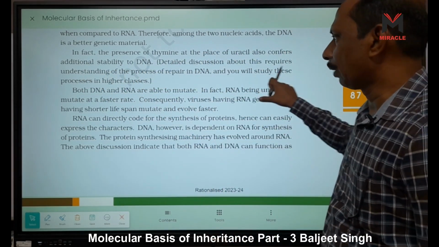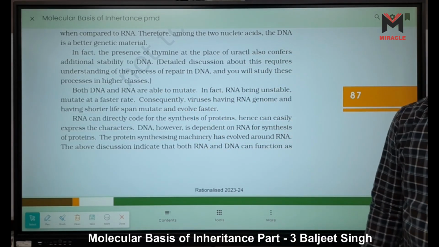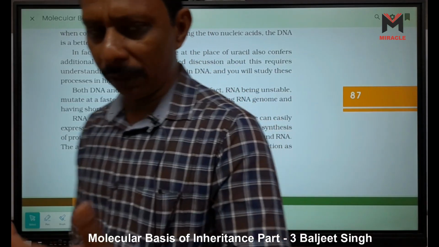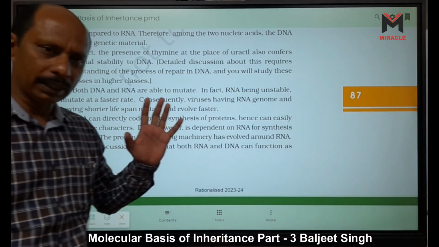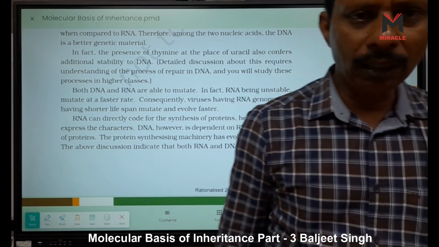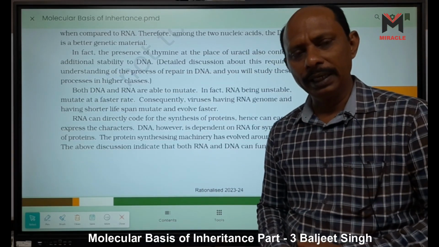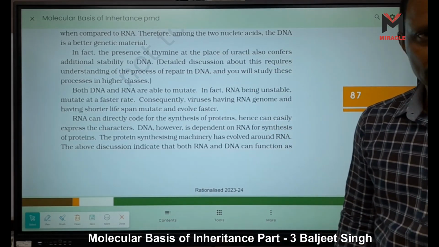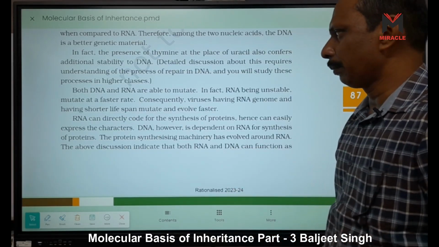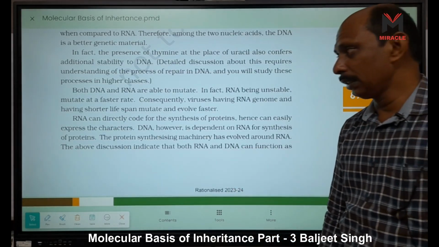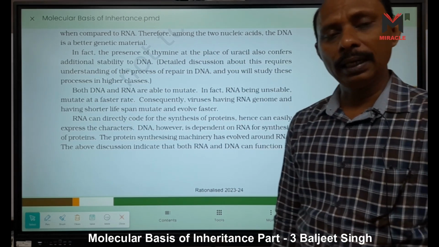Detailed discussion about this requires understanding of the process of repair in DNA, and you will be studying these processes in higher classes, in your bachelor's degree or master's degree. One thing is there: thymine contains a methyl group, so it is less reactive. But uracil's structure is the same, only one difference is there, methyl and hydrogen. Uracil contains only hydrogen, which can be easily replaced, right? That's why RNA is less stable, but DNA, which contains thymine, is more stable.